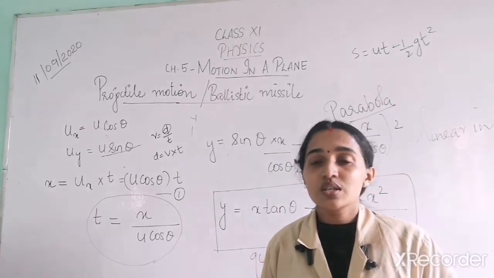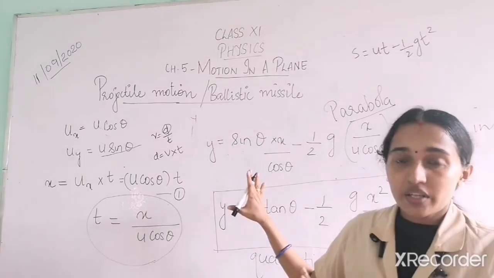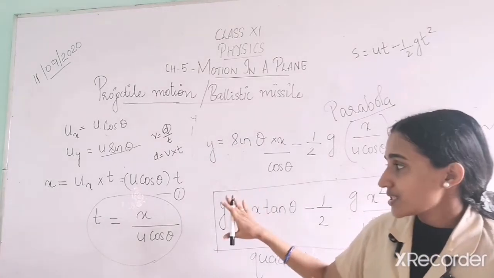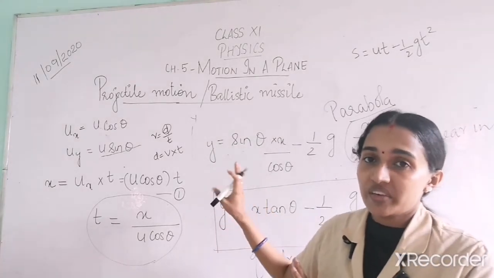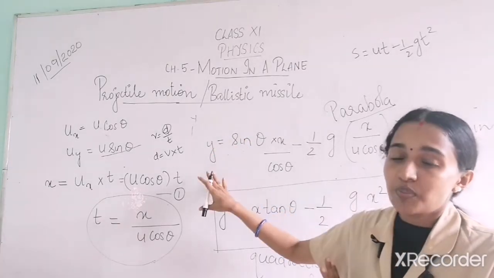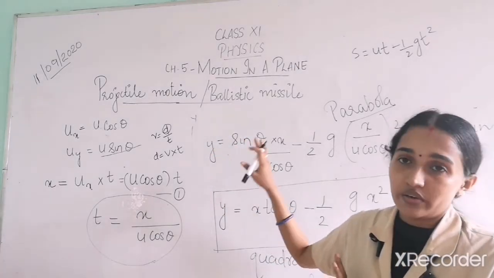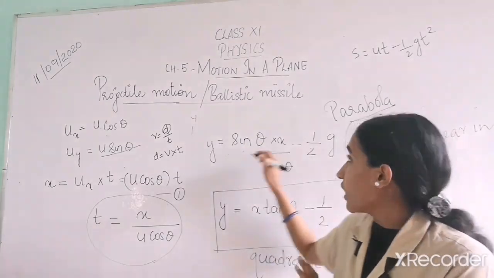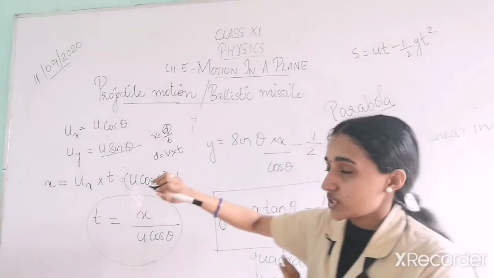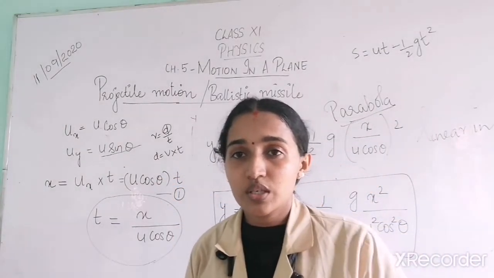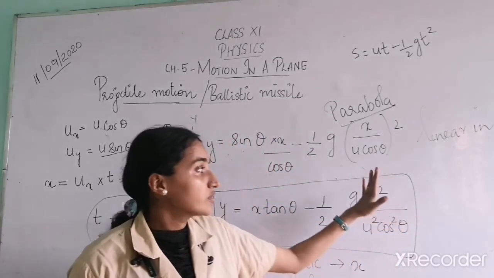Got it? So this can be asked as a derivation part. Go through this. See that you have no doubt. If you have any doubt with this part, put it in the comment box. I will clear it. Okay. Now this is how we prove that the trajectory of a projectile motion is parabolic. This is one essay part.